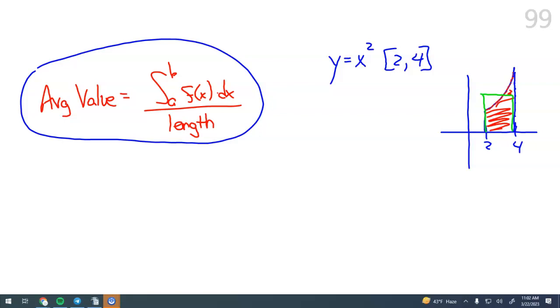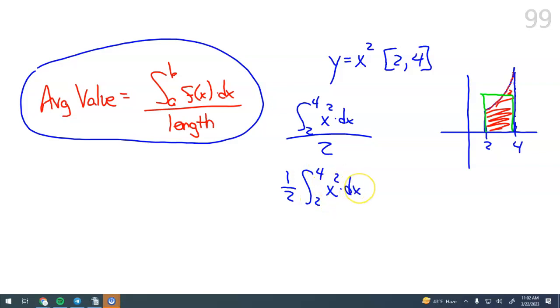So the average value says you find the integral from 2 to 4 of x squared, and you divide it by the length, which is just the difference between those two. Or some people prefer to multiply by 1 over the length. Those are the same thing, right? You can do either one you want. The most common mistake, especially when you use your calculator, is that you get an answer and then write that answer down, instead of remembering to divide by the length, or multiply by the reciprocal of the length, whichever one you decide to do.